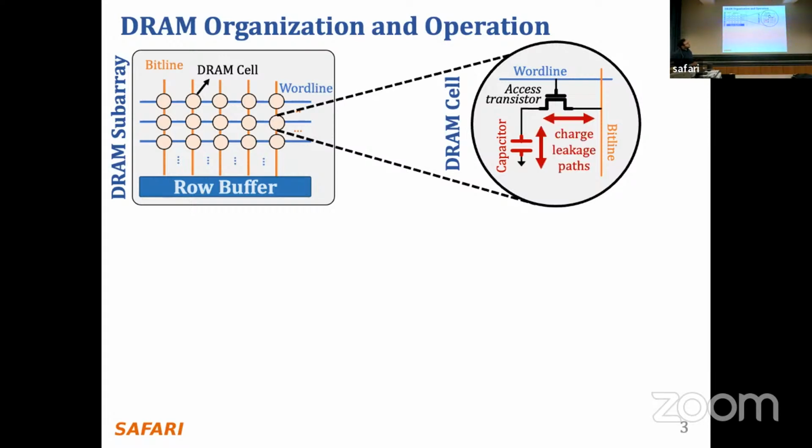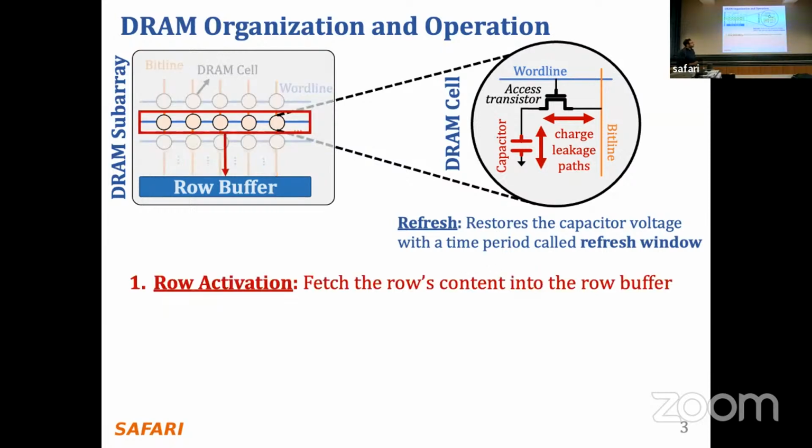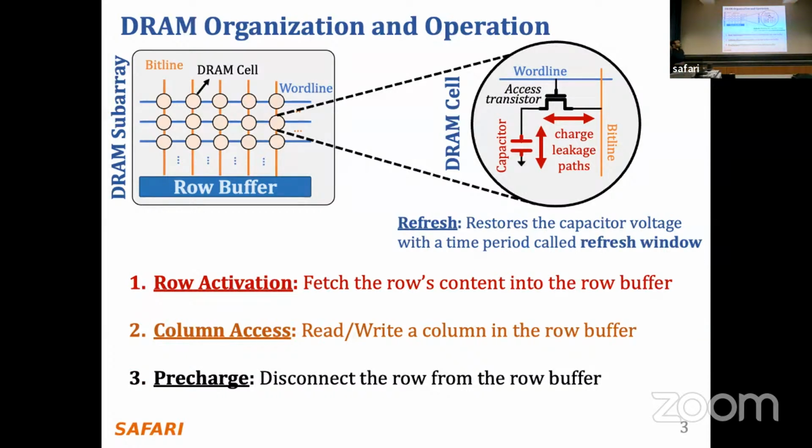Before accessing data, in a DRAM cell we have this intrinsic characteristic of charge leakage. There are several charge leakage paths here, and you store data as voltage, and over time you lose this charge and you lose your data. To avoid that, you need to do refresh, which restores the capacitor voltage with a time period called the refresh window. This is the main maintenance operation here. To access data in a DRAM cell, we first need to activate the row that contains data. Then we do column accesses that are serviced from the row buffer. To access data in another row, we need to precharge the bank, close the row, and prepare the whole bank for the next row activation.